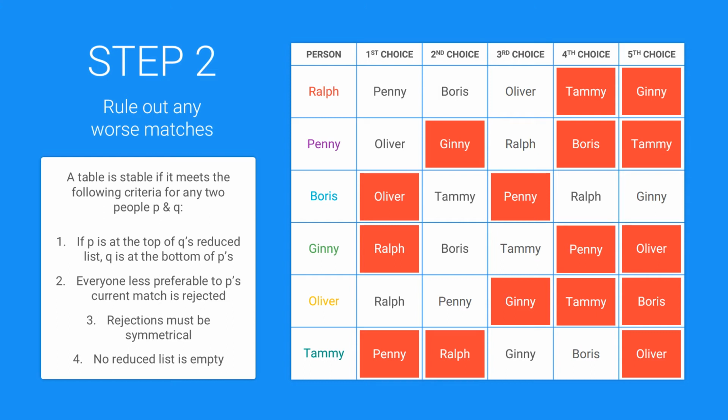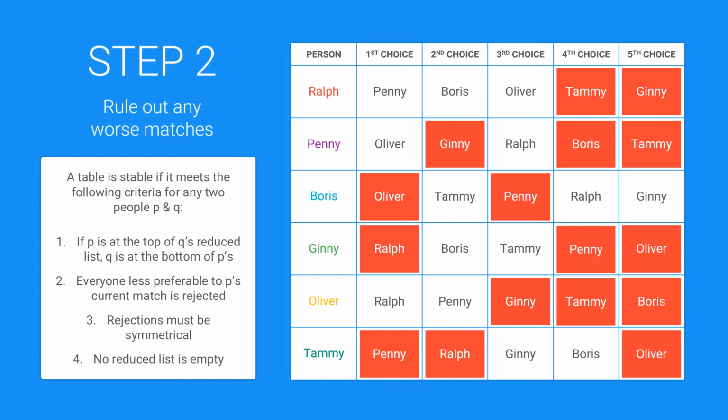The second rule is that everyone less preferable to P's current match is rejected. This is simply what this step does. It rejects all of the least favourable matches. The third rule is that all rejections must be symmetrical. So if Tammy rejects Oliver, Oliver must also reject Tammy. The final rule is that no reduced list is empty. Otherwise, that person would have no options left and be sad.